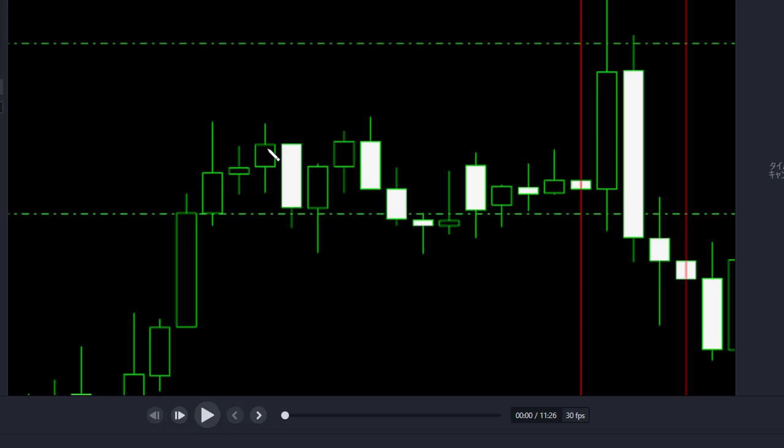This candlestick is engulfing, but its close price is not higher than this candlestick's high. If the close price is higher and closes above this candlestick's high, that's okay because it's an outside close. But this engulfing is inside of this candlestick, inside of this candlestick. So do not trade.